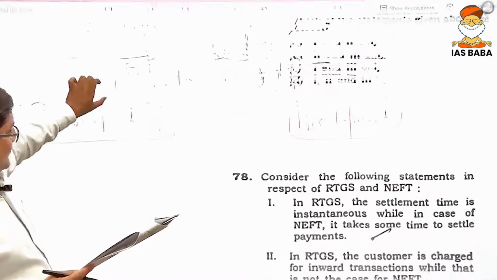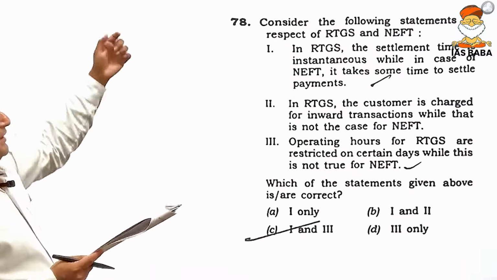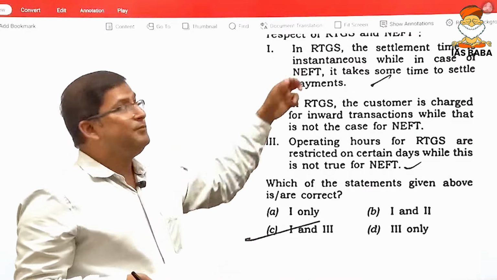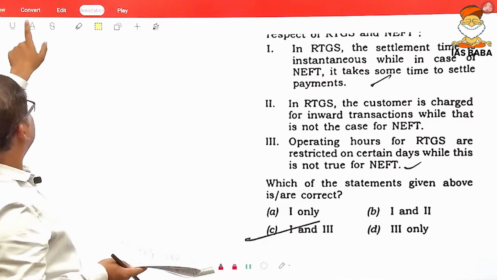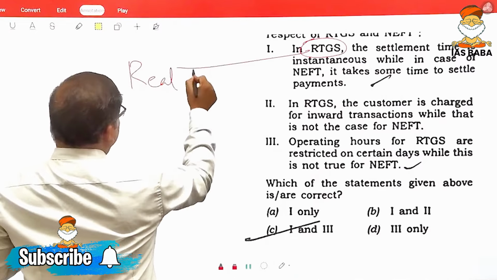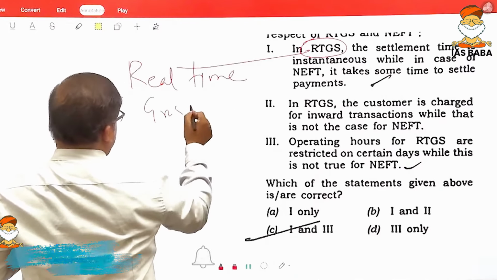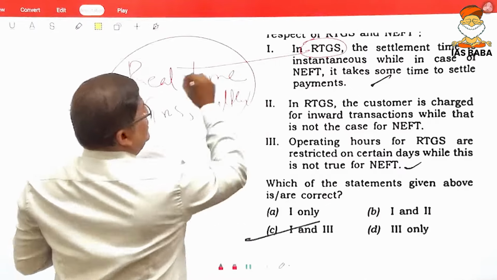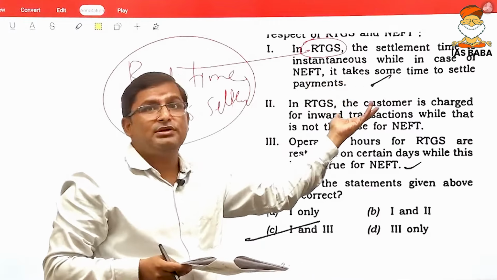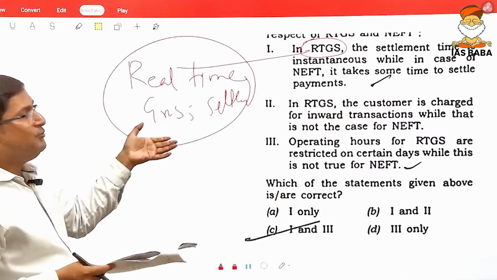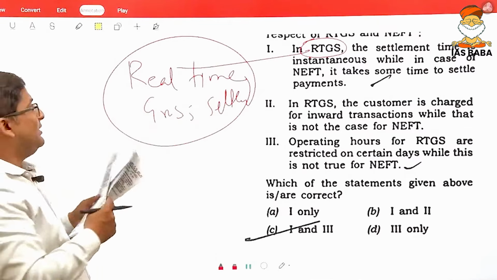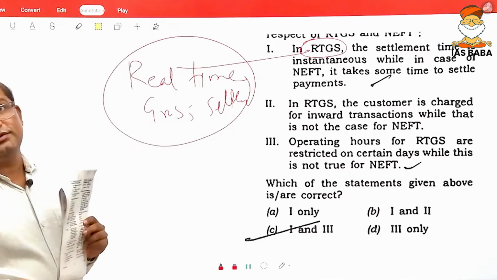Now come to the next question, that is about RTGS and NEFT. RTGS and NEFT are very common. RTGS means Real Time Gross Settlement. See, the name itself says real time settlement, real time gross settlement. Real time means immediately. While NEFT, National Electronic Fund Transfer, takes some time to settle payment. The name itself says real time gross settlement, meaning gross settlement will be done in real time, as soon as possible. When there is a transaction, there will be immediate settlement.